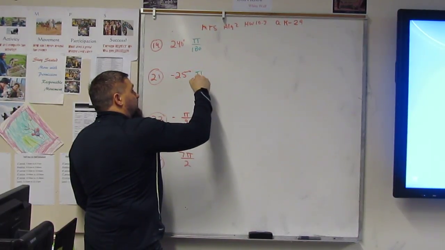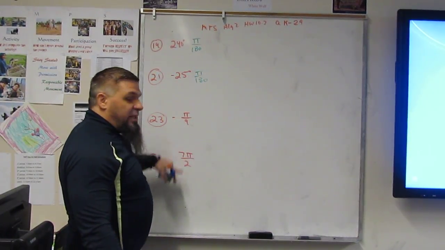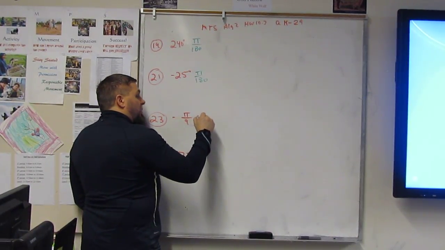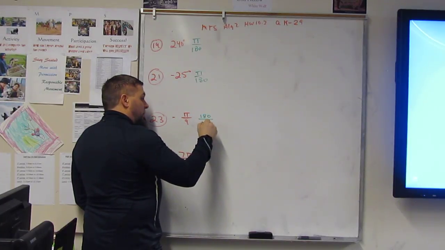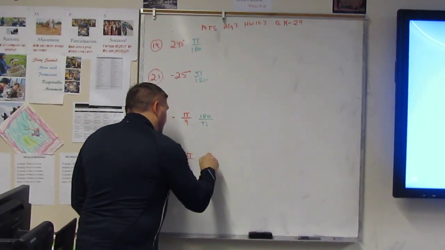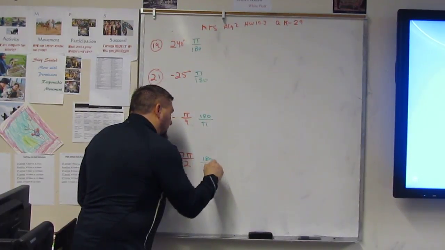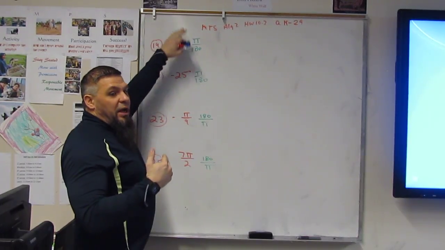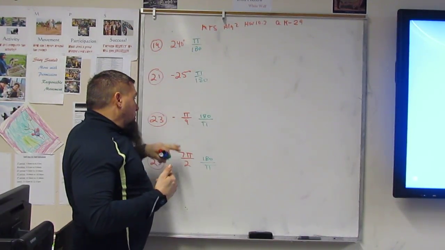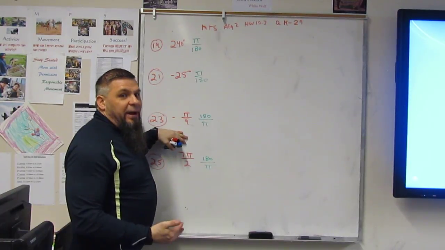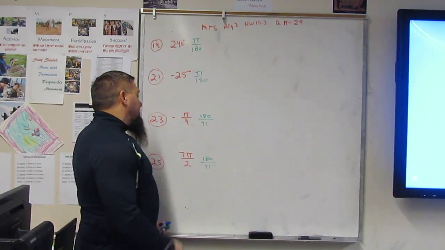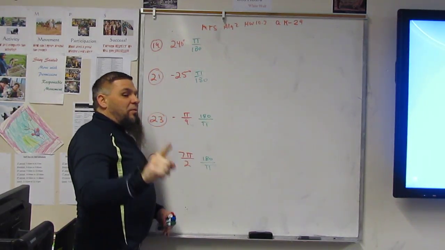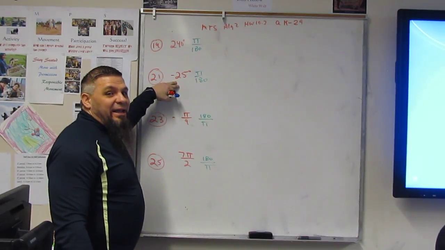Pi over 180. But when I'm changing radians to degrees, it's going to be 180 over pi. That's the hardest thing to remember. So degrees, pi over 180. Radians, 180 over pi. It's pretty easy to remember because almost always they'll give you a radian in a pi over something.